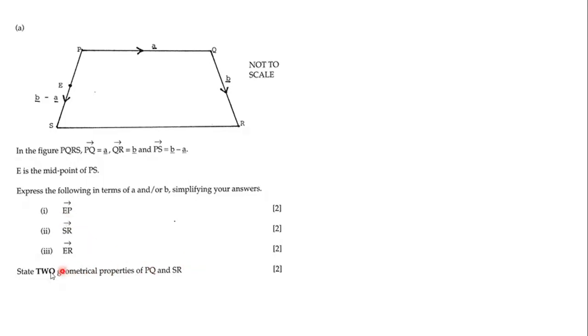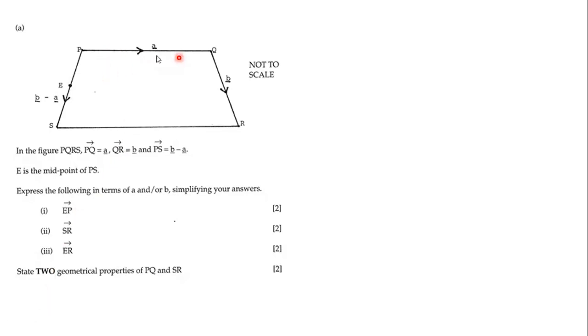Now we are on the final one, which says to state two geometrical properties of PQ and SR. So they want us to state two geometrical properties of PQ and SR. Where's PQ and where's SR? Notice that we have PQ here. So PQ is here and SR is here. So we start from S, we end at R, we start from P, and we end at Q.